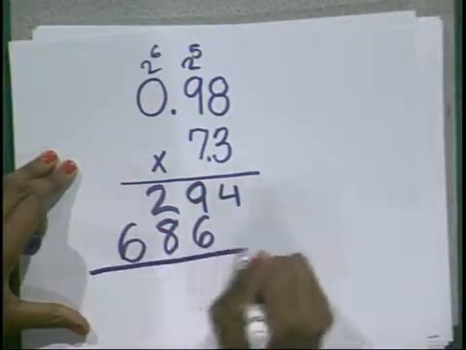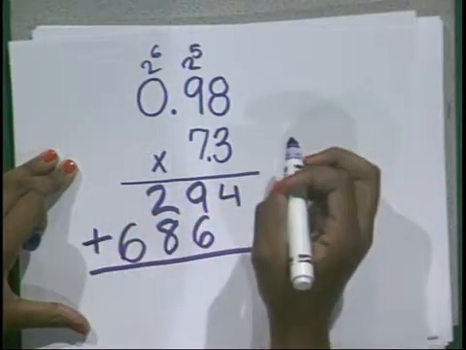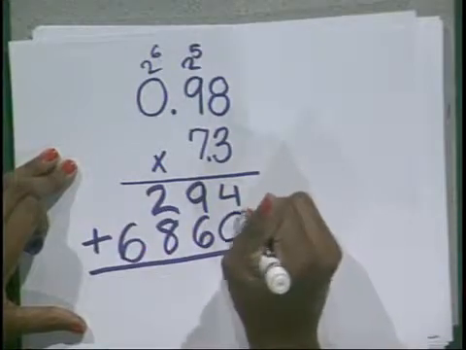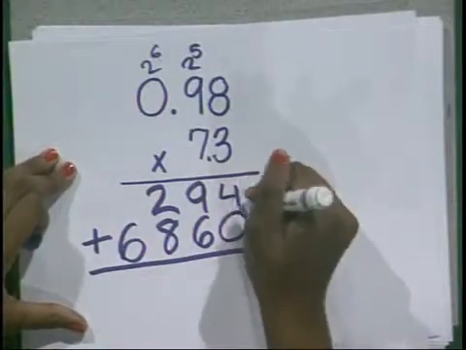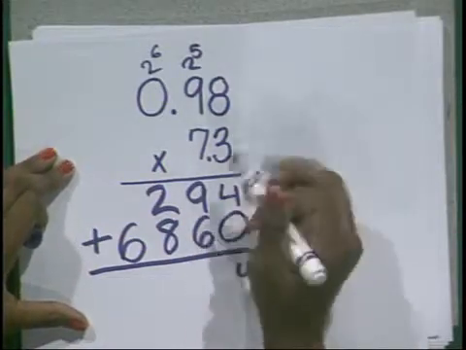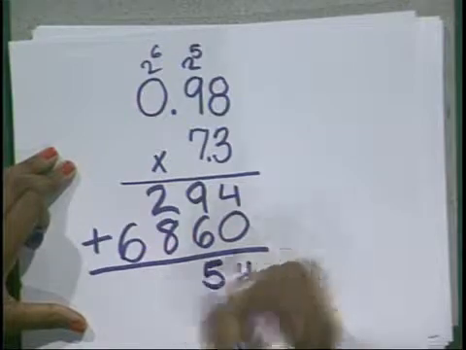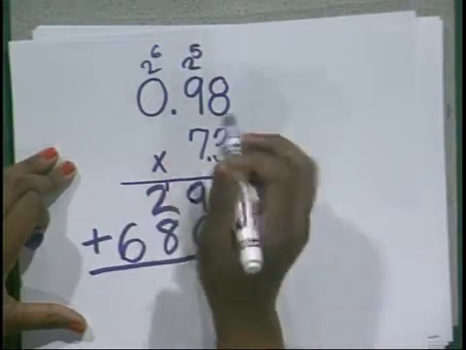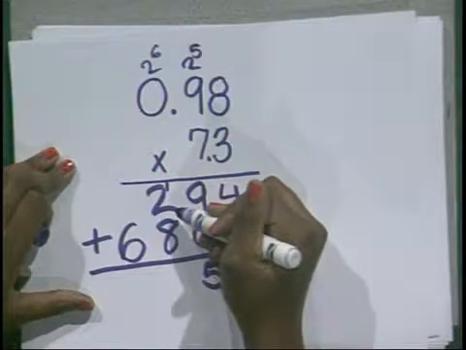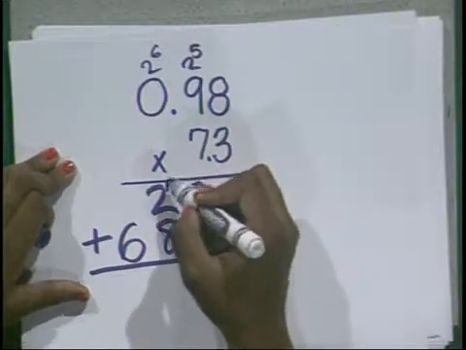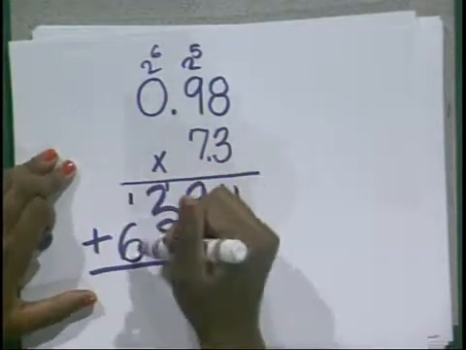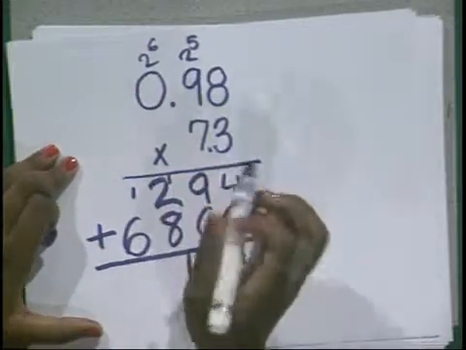So now we add. For a placeholder, we add a 0. 4 plus 0 is 4. 9 plus 6 is 15. Drop your 5, carry your 1. Next we do 8 plus 2. 8 plus 2 is 10, plus 1 is 11. You drop your 1, you carry your 1. Next we do 1 plus 6. 1 plus 6 is 7.